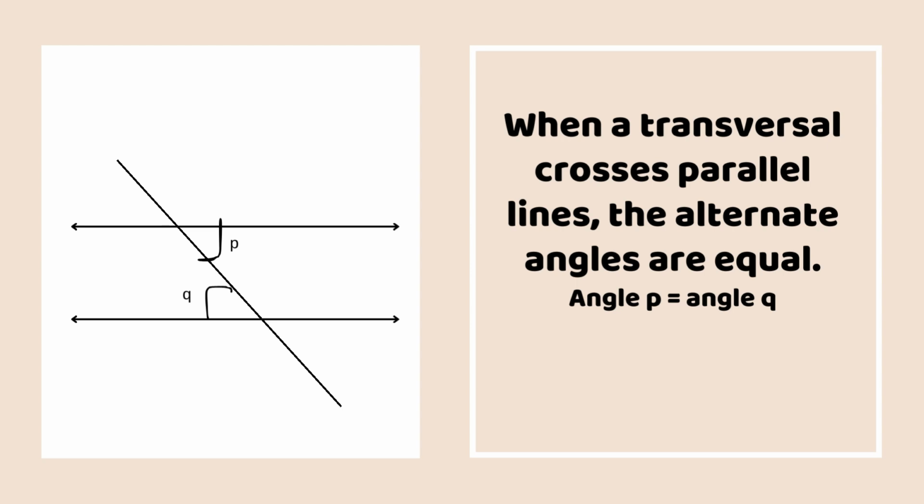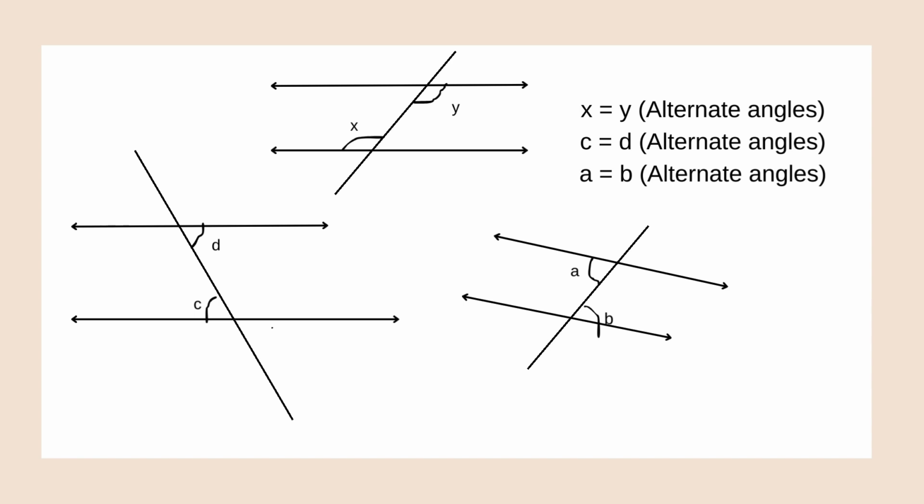Now, when a transversal crosses parallel lines, the alternate angles are equal. We also have alternate angles to be equal. So my P is equal to my Q. In this instance, they are known as alternate angles. And here are more examples. I have X is equal to Y because they are alternate to each other.